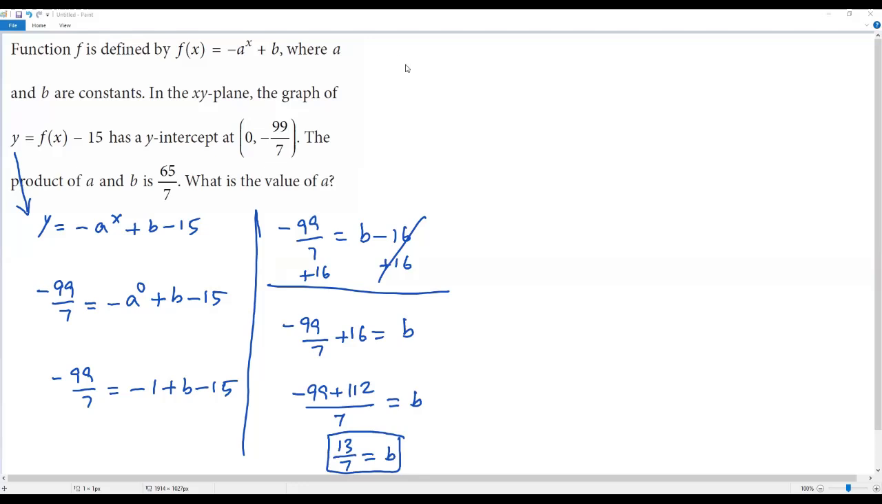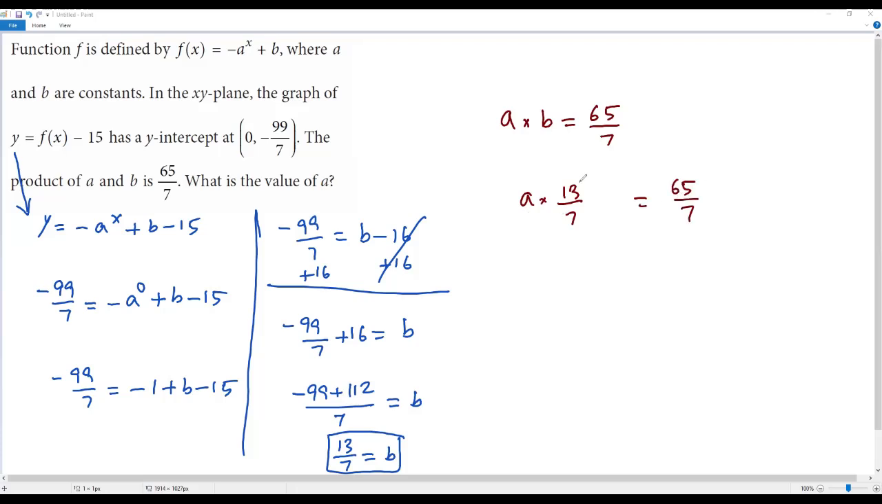Okay, we already have another piece of information: the product of a and b equals 65 over 7. That is, the multiplication of a and b equals 65 over 7, and our aim is to find the value of the constant a. Now we know the value of b, that is 13 over 7, so we can plug it in for b and solve for a in this equation. That is, a times 13 over 7 equals 65 over 7.